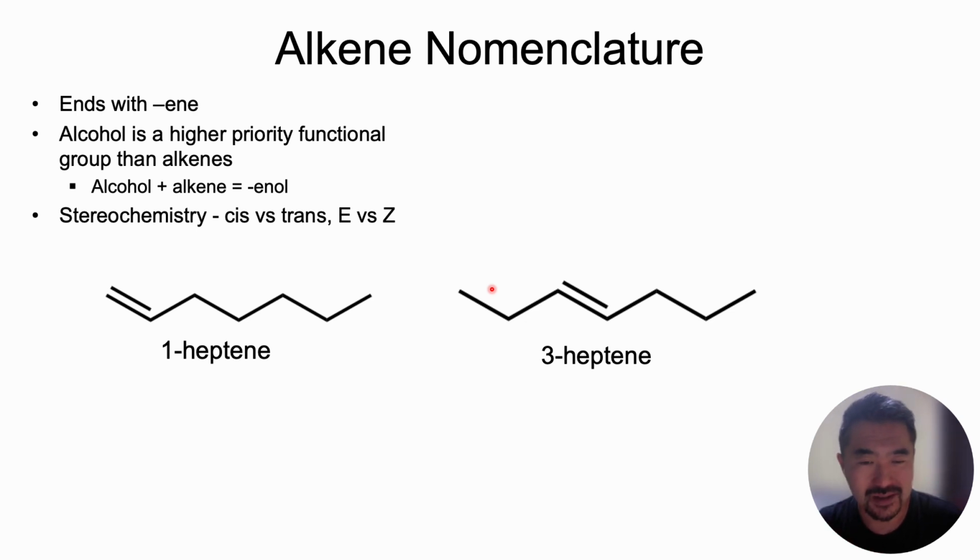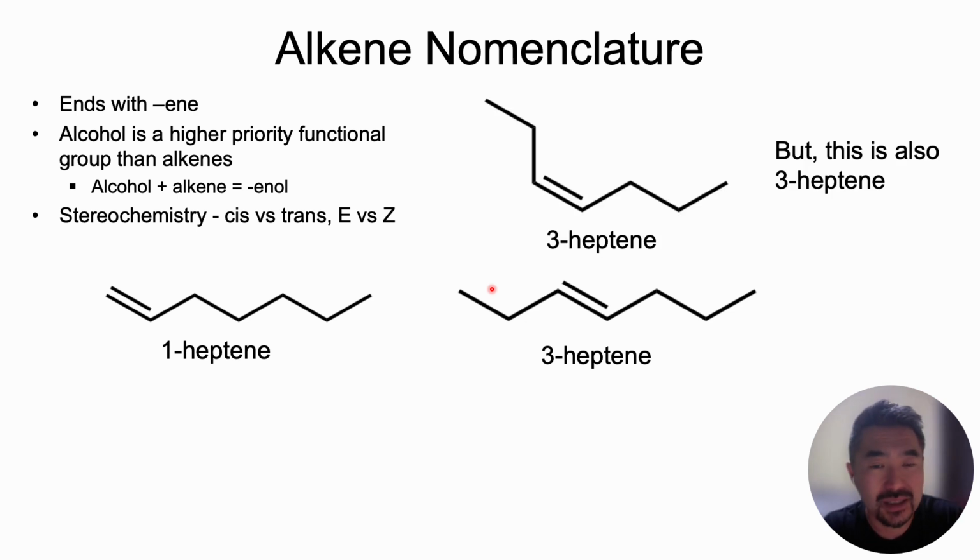Now, here's the twist. This name is actually kind of inaccurate, or I should say it's incomplete. Can you tell what is incomplete about it? The reason why it's incomplete is that this structure is also 3-heptene, and the two are different, right?